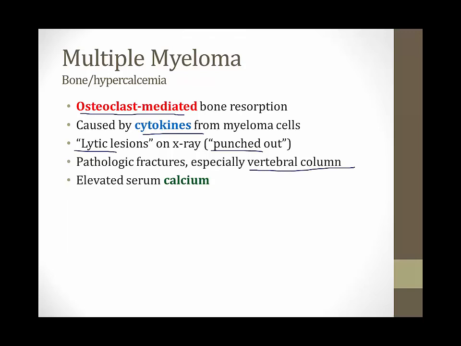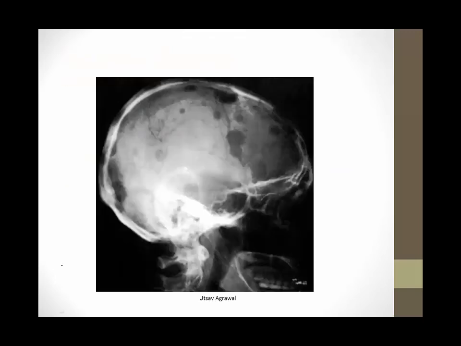A common way for multiple myeloma to present is for an elderly patient to have a minor fall and fracture their vertebral column. That leads to a workup which identifies the myeloma. In addition, because of the extensive bone resorption, there will be elevated serum calcium. Here's a skull x-ray from a patient with multiple myeloma. You can see that the bone in the skull has dark areas where the bone has been heavily resorbed. Those are the lytic lesions or the punched out lesions caused by multiple myeloma.